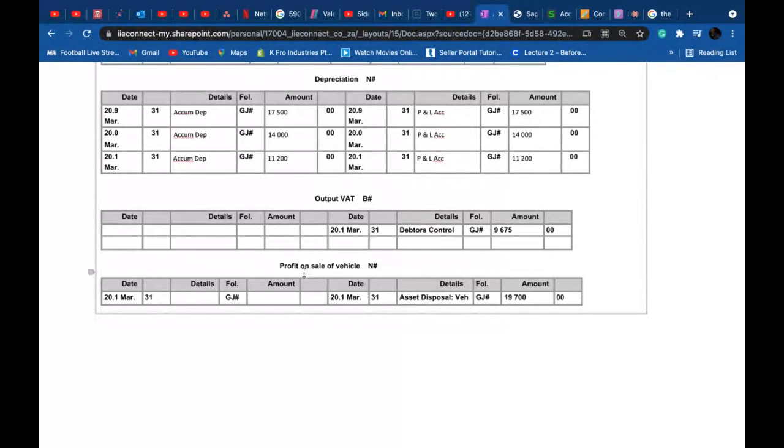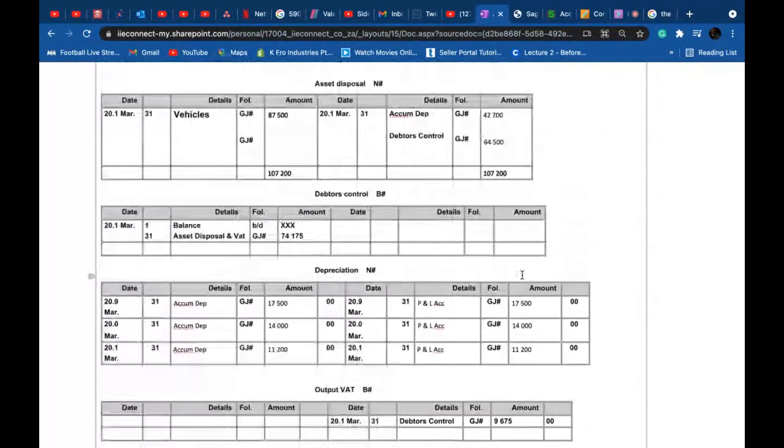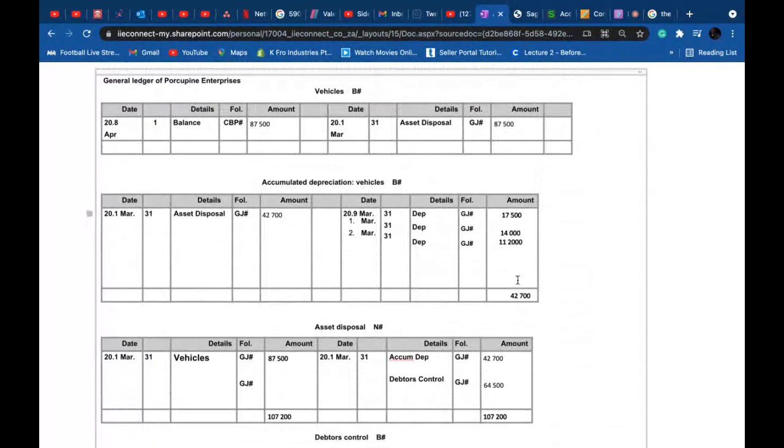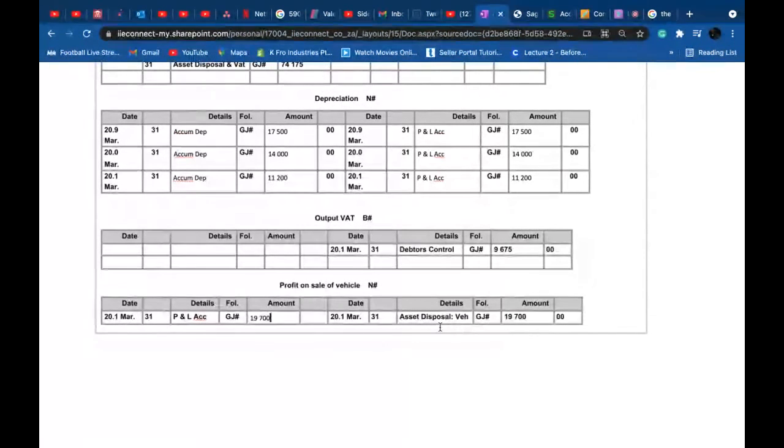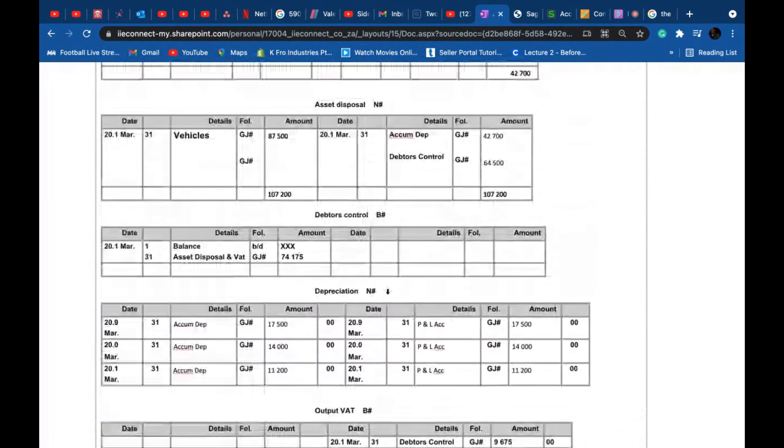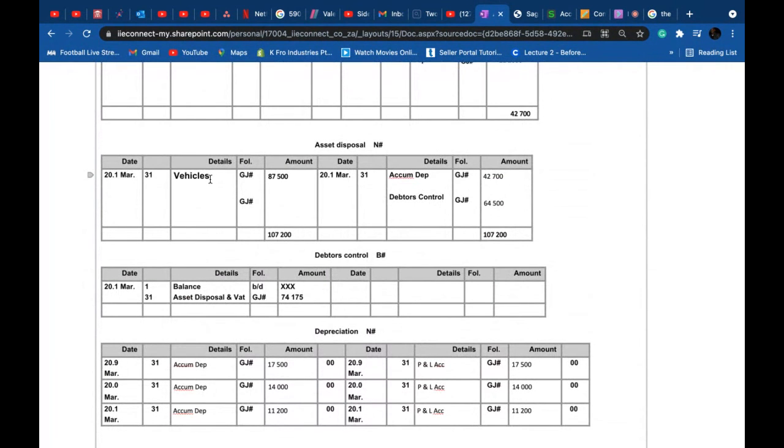Then the last thing that we need to quickly do is profit on sale of vehicle. Remember, this is an income, you can see. So we also need to close this off to profit and loss. I think I may have forgotten to do this step in the video for exercise 3.6. I think there we made a loss. Then now we just need to record that in the asset disposal. Remember, here we credited profit on sale of vehicle, and we said asset disposal. So here we're obviously then doing a debit.